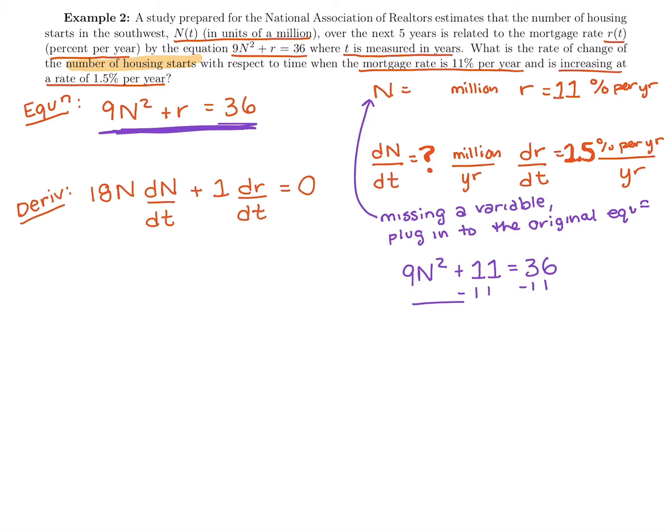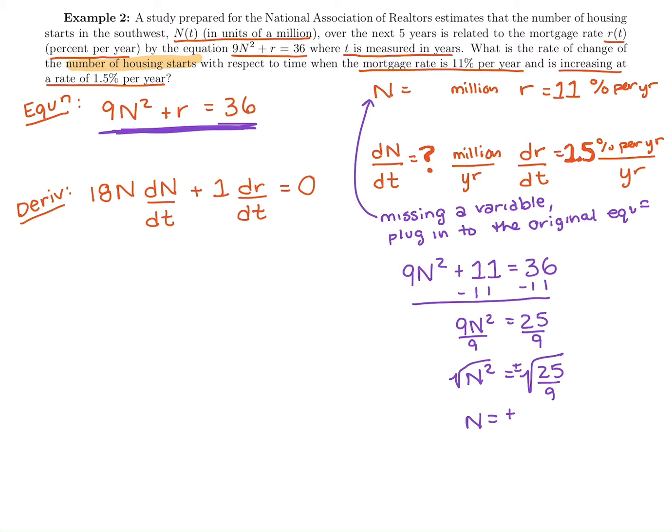So I'm going to get N by itself first by subtracting 11. It's going to give me 9n squared equals 25. I can divide by 9 next. N squared equals 25 divided by 9. And to get N by itself, I need to take the square root of both sides. When you square root a number, you always have plus or minus the square root.